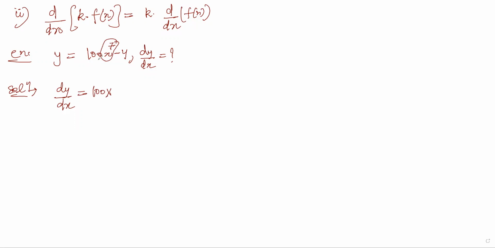So 100 will be as it is. Now x to the power 7, differentiation of x to the power 7 will be 7 into x to the power 6. Minus differentiation of 4 will be 0. So the answer to this question would be 700 x to the power 6.